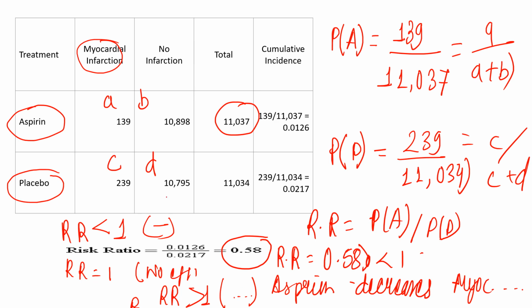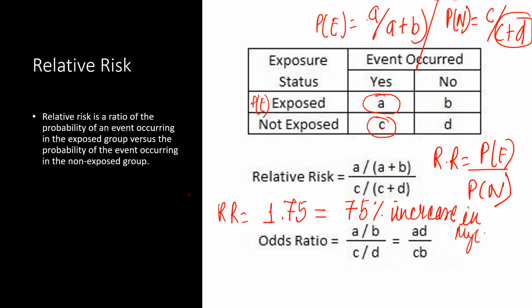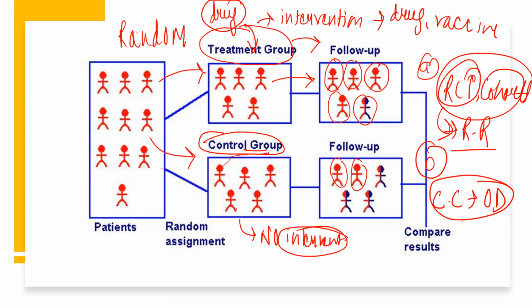For example, if the relative risk ratio was 1.75, what does this mean? This means a 75% increase in myocardial infarction. So 1.75 means 75%. You have to take this as a 75% increase in myocardial infarction by aspirin. So this is all about the calculations of the randomized control trial, and now you know what a randomized control trial is.